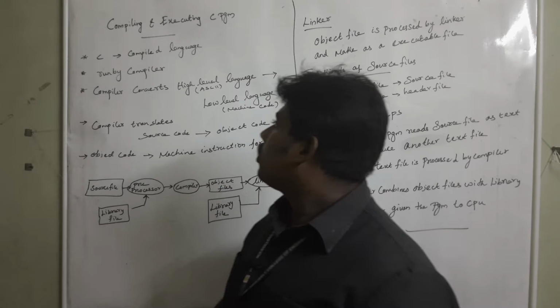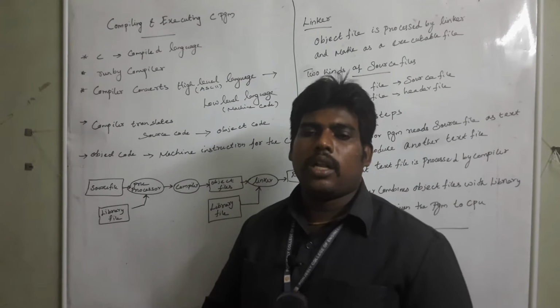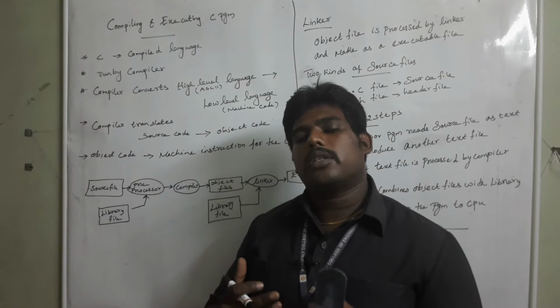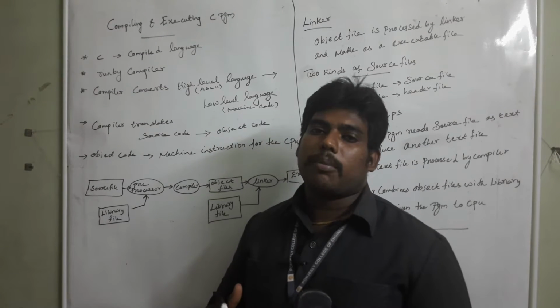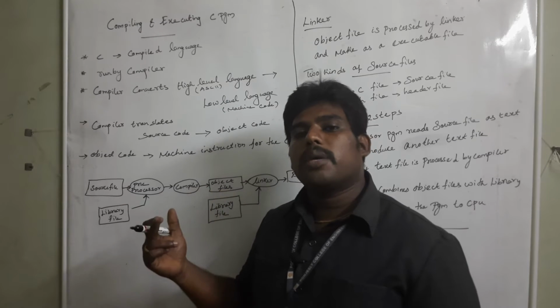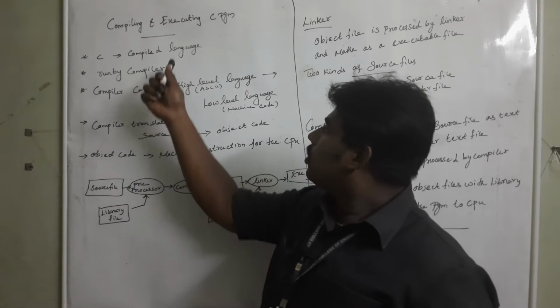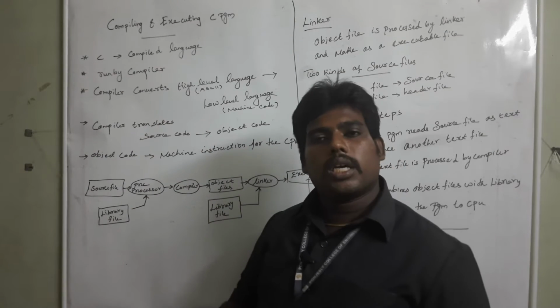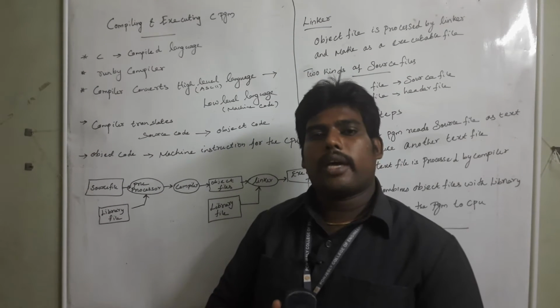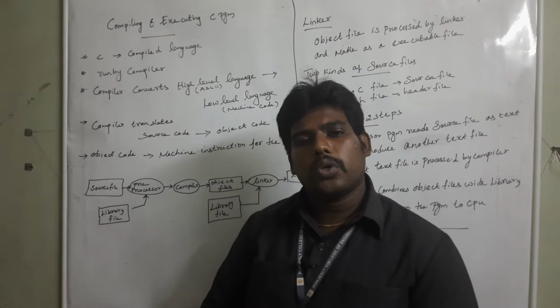Okay. So first, C is a compiler type language, right? There are two types of languages: one is interpreter, another one is compiler. Python is an interpreted programming language, and C is a compiler type programming language. So it is run by the compiler. What will the compiler do?